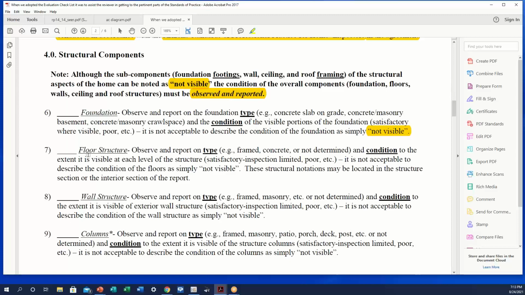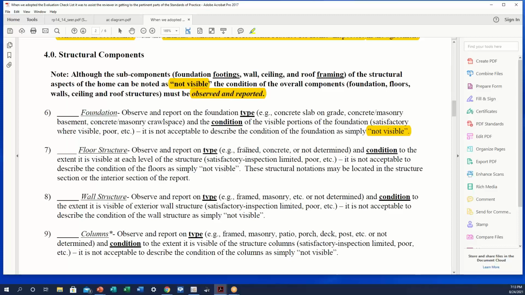Okay, floor structure. Floor structure and foundation with monolithic pours are almost identically the same, but floor structure is sort of important. Observe and report on the type: framed, concrete, or could not be determined. That's okay. Sometimes you can't tell, but I want to ask you, you're telling me on a slab on grade house, you can't say that it's concrete? What do you think it's made out of? So on what I'm telling you, if a complaint's filed against you, you're going to be in trouble.